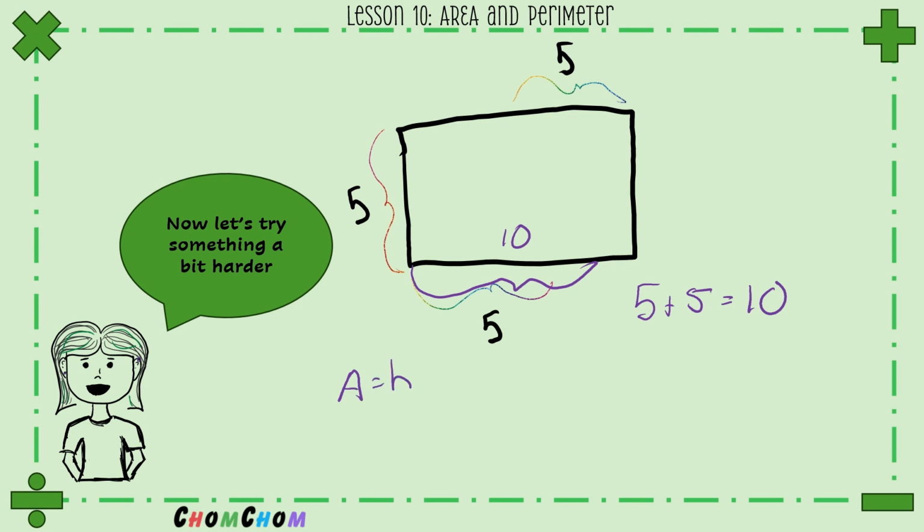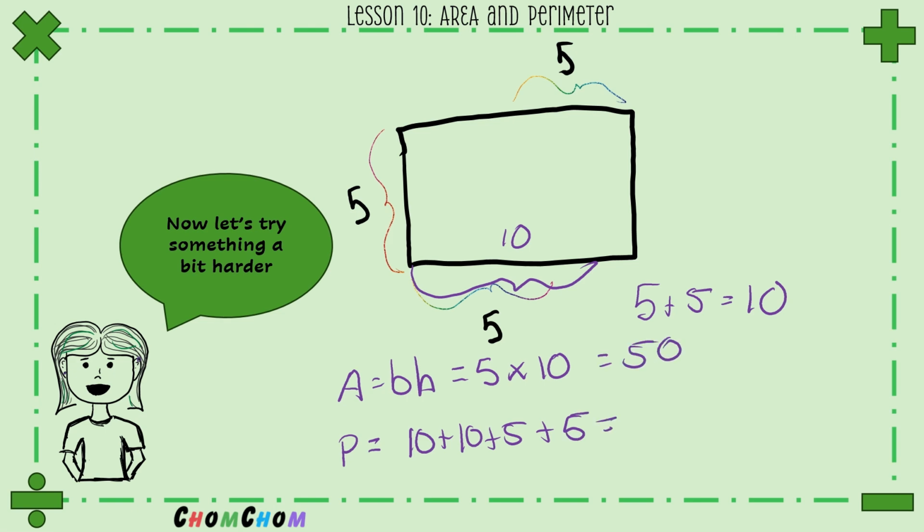I'll give you the area equation. Area equals base times height, and perimeter is just the sum of all sides. That's right. Area is going to equal 5 times 10, and perimeter is going to be 10 plus 10 plus 5 plus 5. So we have 50 here, and then we have 30 here.